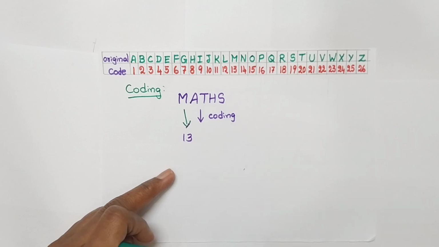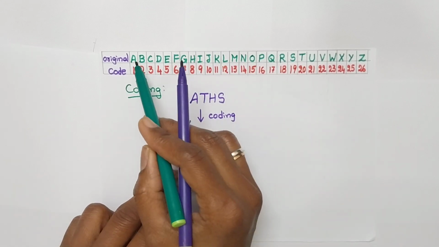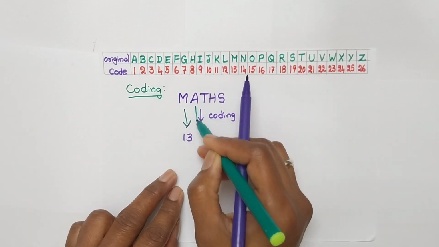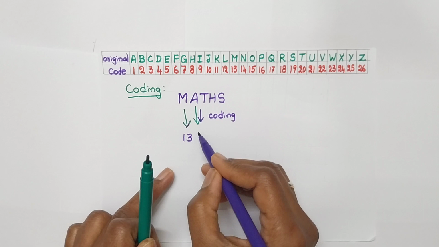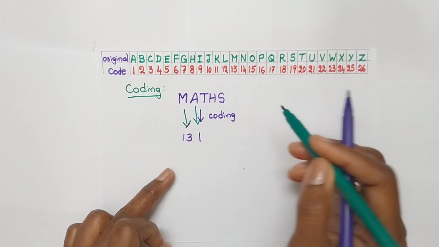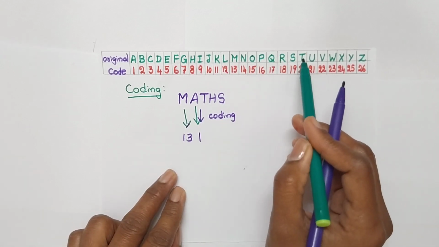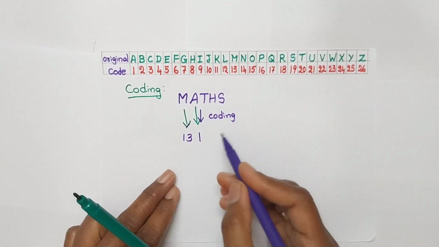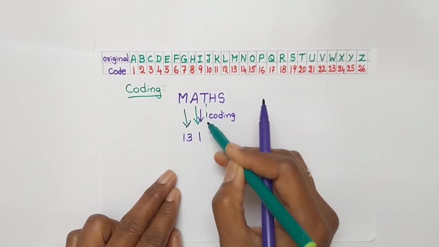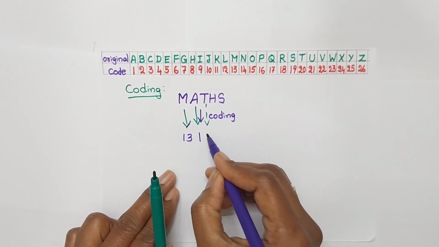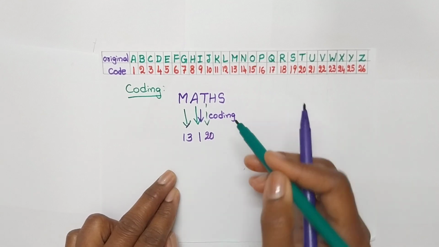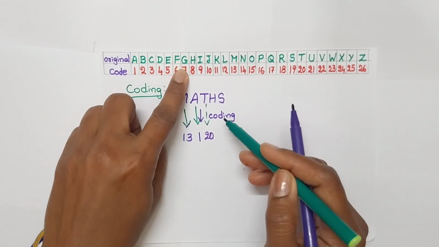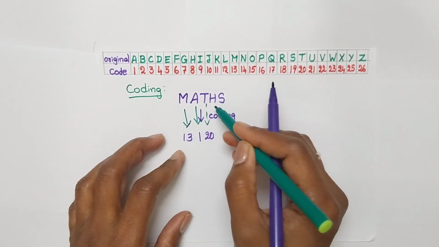And the second letter is A. In the first line A is here and the code number for A is 1. And for T, we check T in the first line. We take the number from the second line. For T, 20. And for H, here is the H in the first line and the code number is 8.